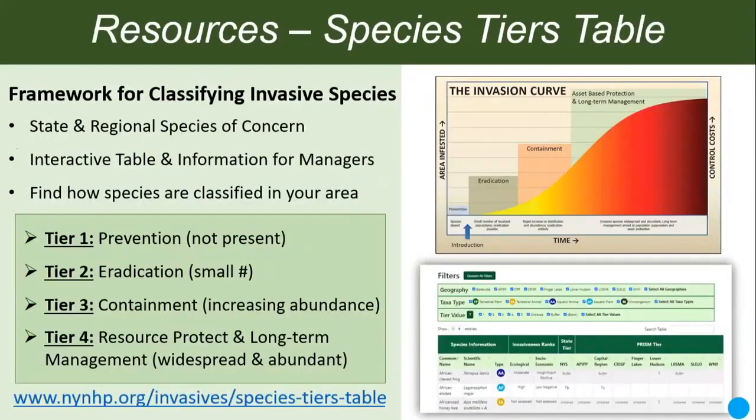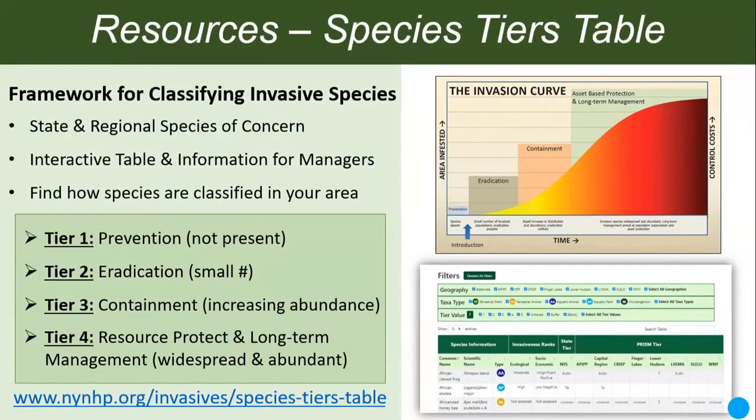And now I'll hand it over to Maddie to talk about another one of our resources, which is the species tiers analysis. The framework that we use for classifying invasive species in New York is based on a 4-tier system, and they generally follow the invasion curve. In this tier system, each state and regional species of concern is classified into one of the 4 tiers.